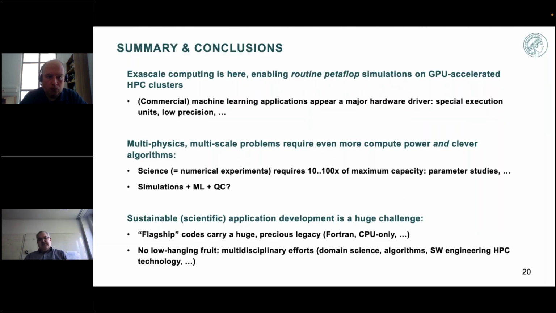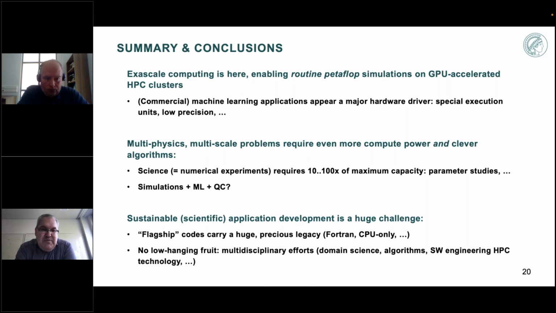So, to summarize, we now have exascale computing, which is good, which enables exascale simulations, but more importantly, enables routine petaflop simulations. But it also has to be said, it's on GPU-accelerated HPC clusters. All those systems are heavily GPU dependent, and that's one of the issues we are facing in HPC.